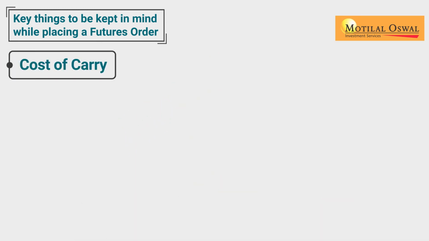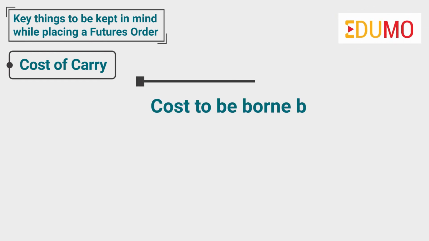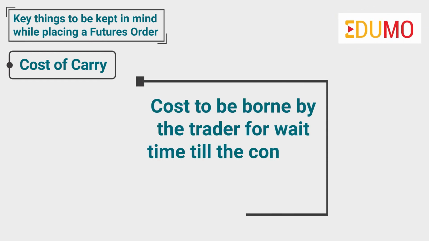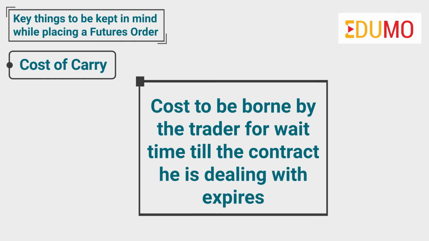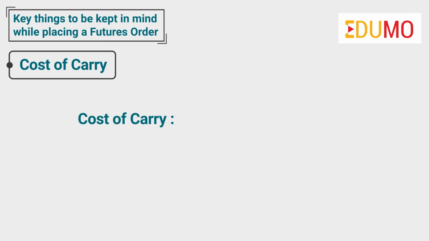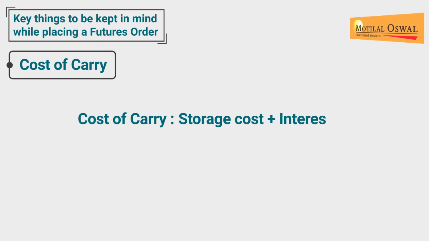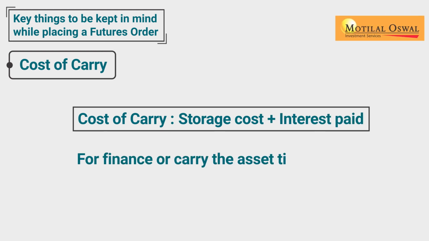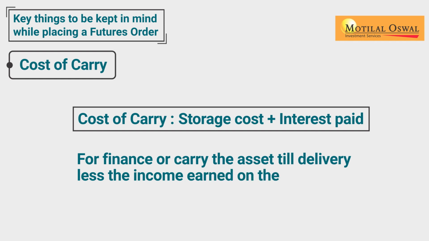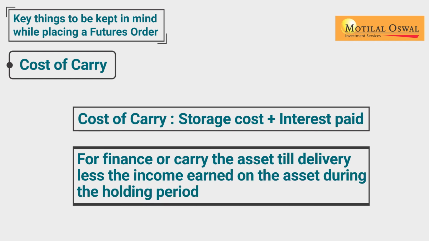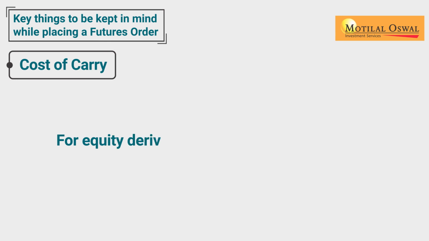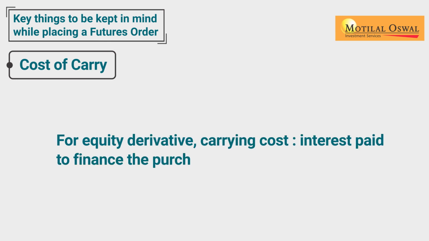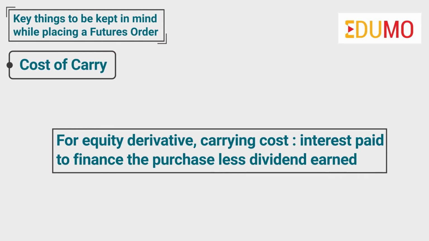Next is the cost of carry. Cost of carry is the cost to be incurred by the trader for holding certain positions in the underlying market till the futures contract expires. In the commodity market, cost of carry is the storage cost plus the interest that is paid to finance or carry the asset till delivery, less the income earned on the asset during the holding period. For equity derivatives, carrying cost is the interest paid to finance the purchase, less dividend earned.